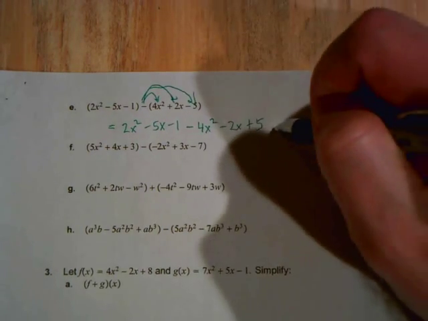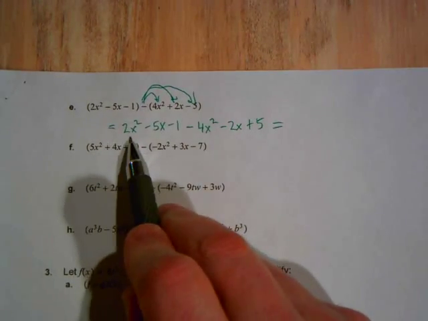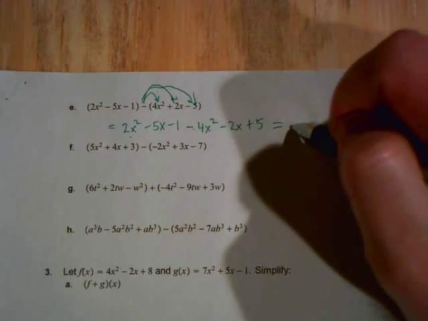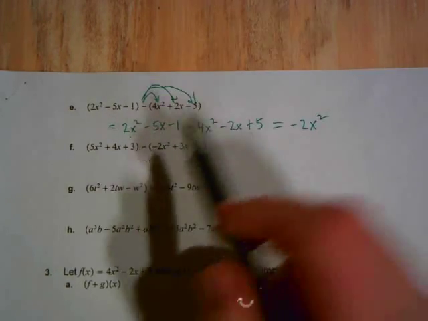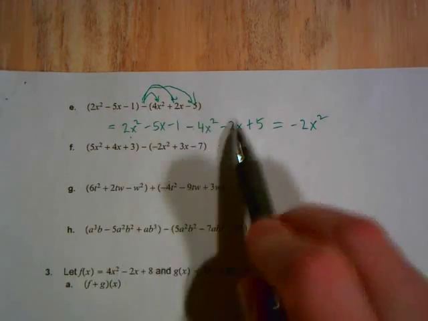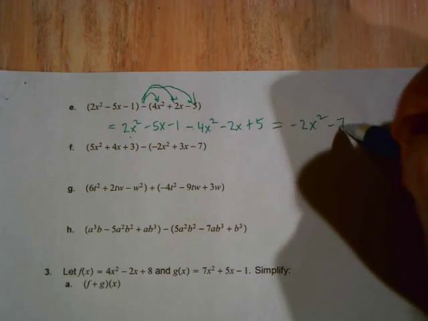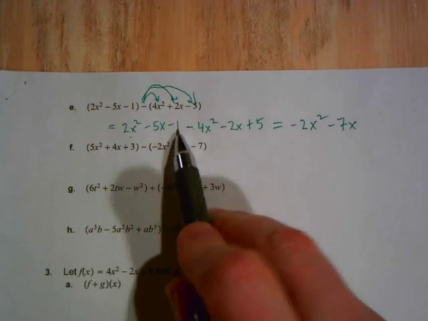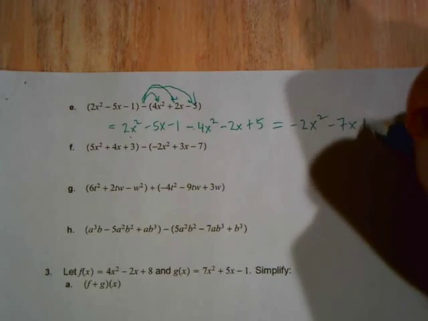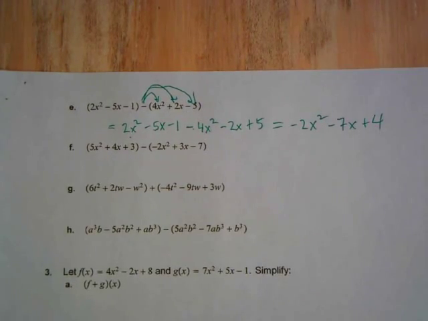Alright, now we combine our like terms. I have a 2x squared minus 4x squared. That's minus 2x squared. Minus 5x minus 2x is minus 7x. And finally, minus 1 plus 5. That's a 4. Alright, F is for you.